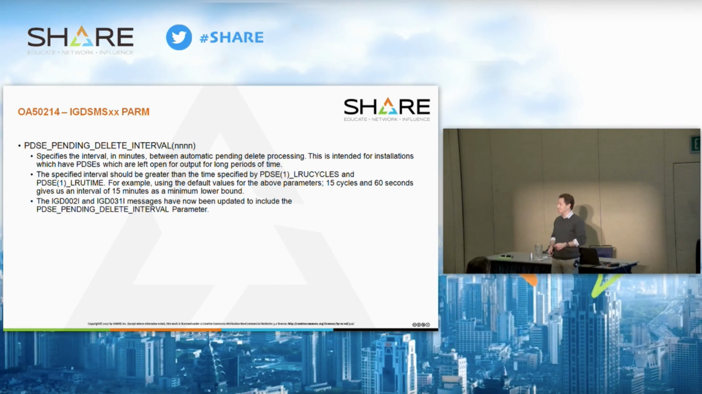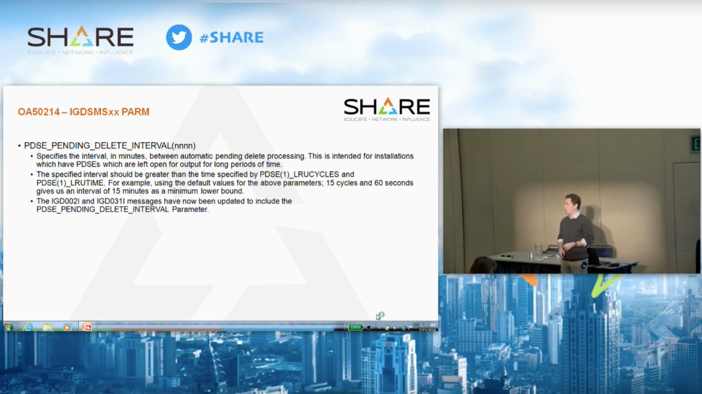This is pretty convenient. We also have a new parameter called PDSE pending delete interval. So nobody really wants to stand around and manually run pending delete processing on your PDSEs or keep track of how close they are to needing it. So now we can also do it automatically. So this will specify an interval in minutes between automatic pending delete processing.